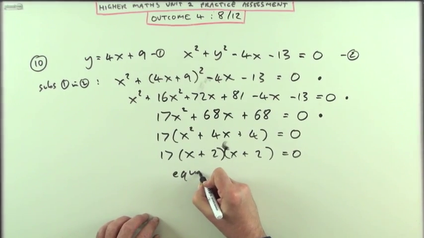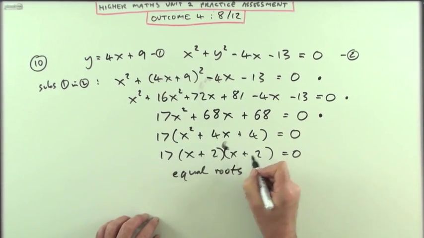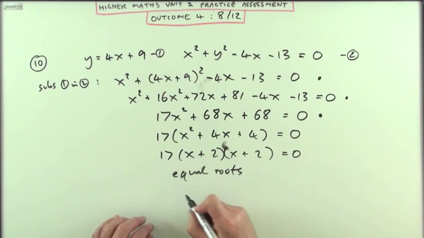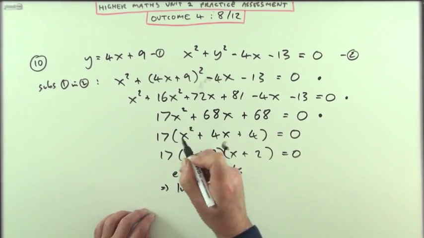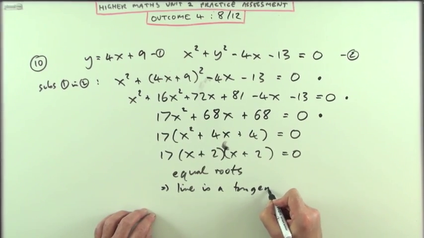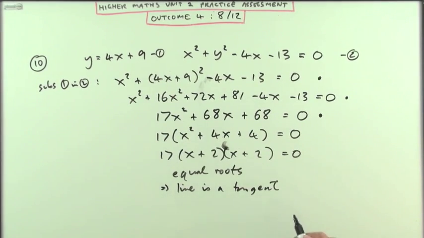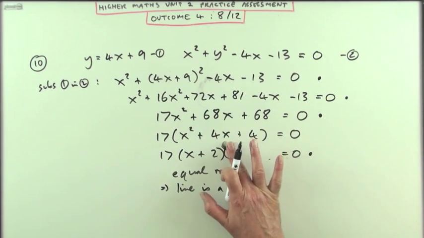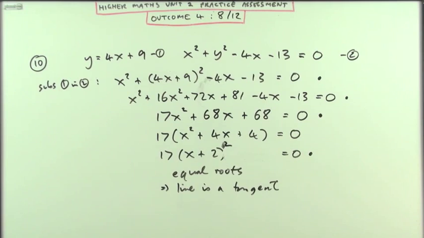Equal roots then. Equal roots, because both brackets give the same answer. Equal roots, which means 1 is a tangent to 2. Line is a tangent, however you want to write it. That on its own would do. Or line 1 is a tangent to circle 2. But the marks would be 1 part here for arriving at the factorisation that involves a perfect square. But better to write that though as x plus 2 squared. But you don't need to. And the next mark is for saying, well, I've got equal roots, so it's a tangent.